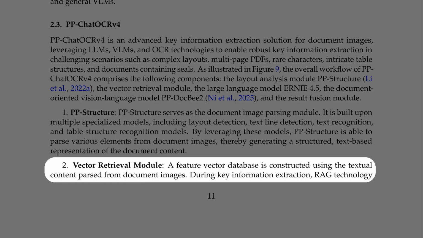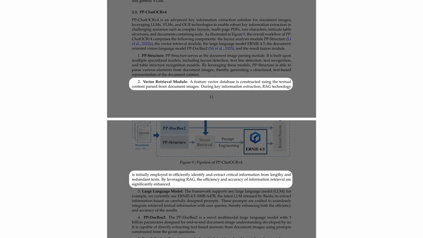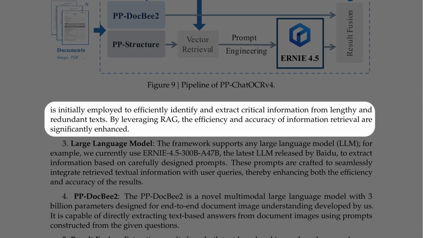2. Vector Retrieval Module. A feature vector database is constructed using the textual content parsed from document images. During key information extraction, RAG technology is initially employed to efficiently identify and extract critical information from lengthy and redundant texts. By leveraging RAG, the efficiency and accuracy of information retrieval are significantly enhanced.